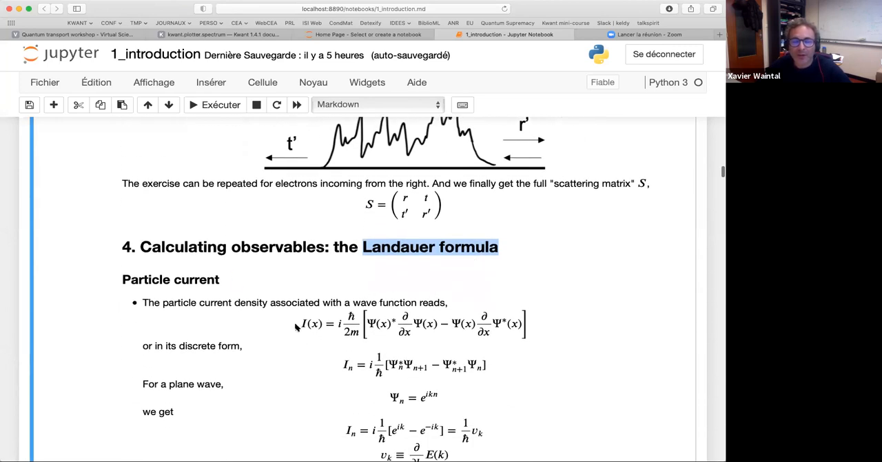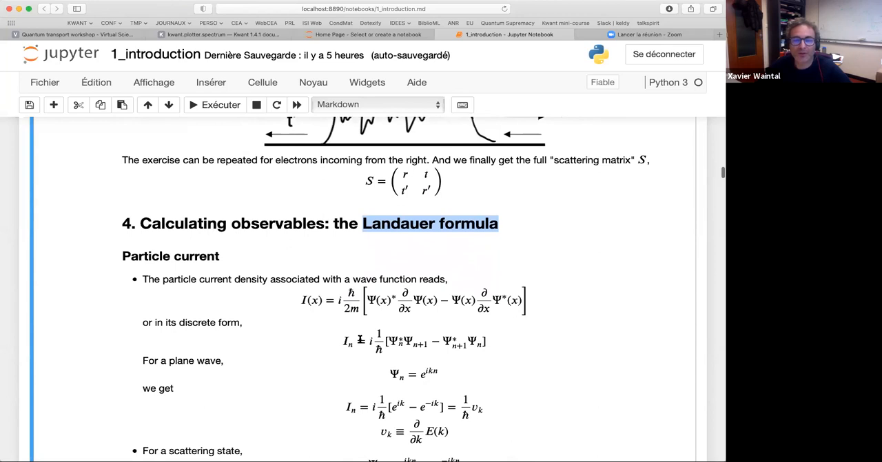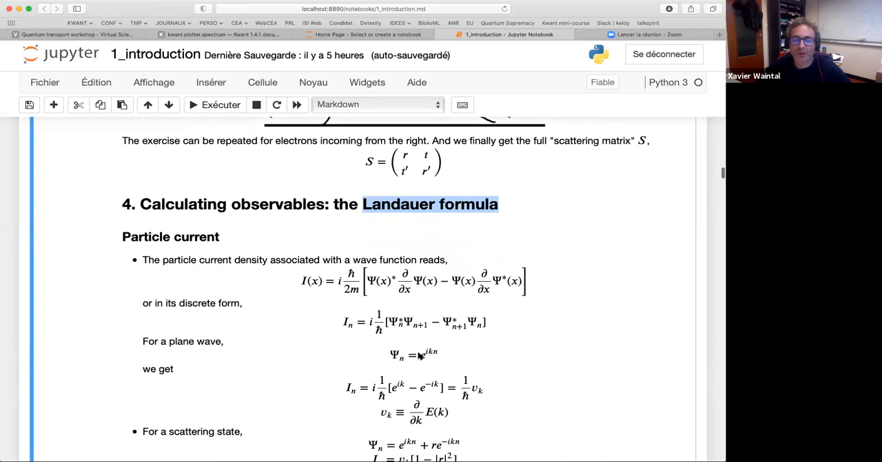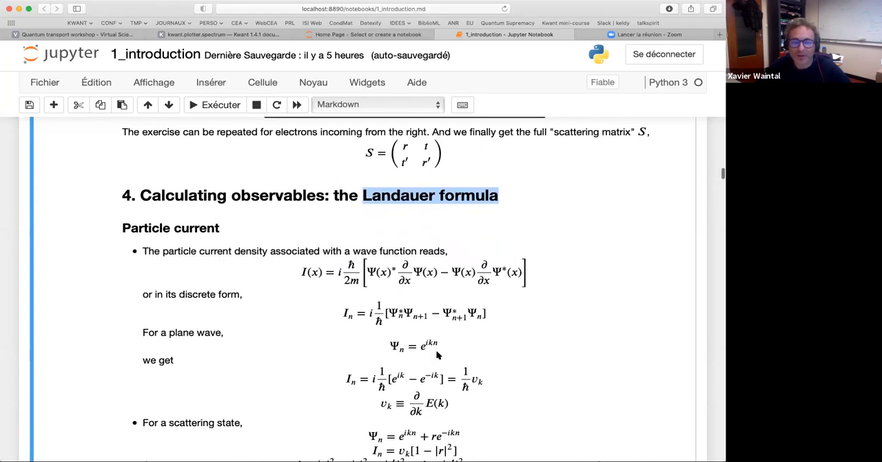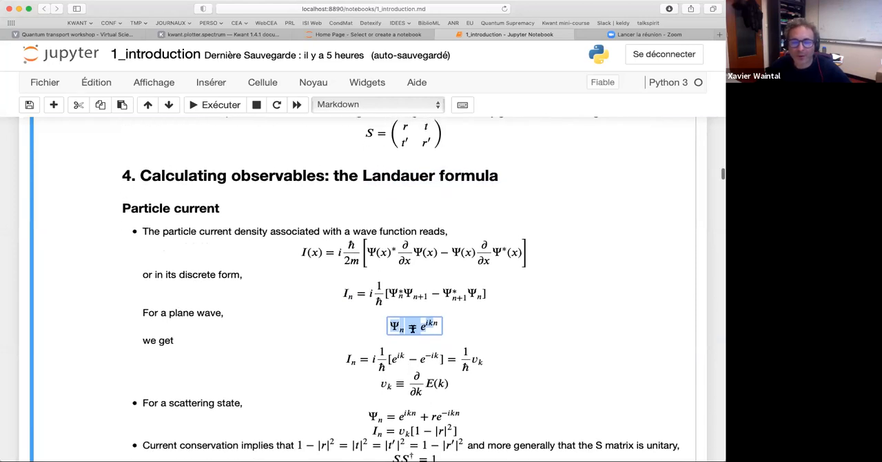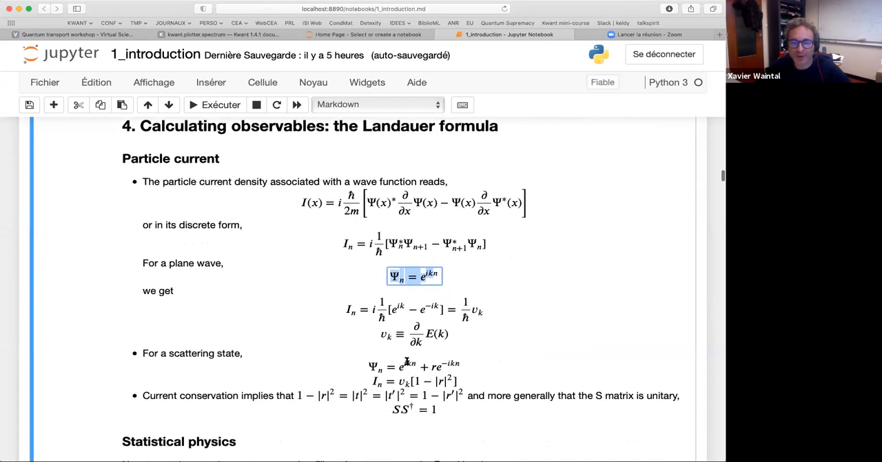So let me begin by calculating the current. The current density would just read like that for a continuous model. This is a discrete form; it's essentially the same, a discretized version. If you calculate the current for a plane wave, you just insert this into this formula, and you will find that it's actually exponential ik minus exponential minus ik, which is also 1 over h bar times the velocity, being the derivative of the energy with respect to the momentum k. So that's for a pure plane wave. Now for a scattering state with incoming and reflected, you get the same, but now there is also a minus the reflected part.